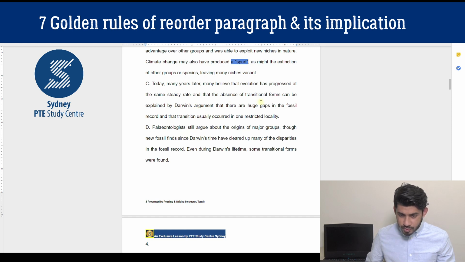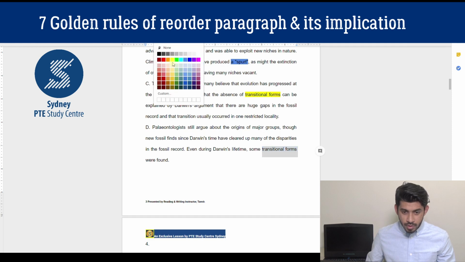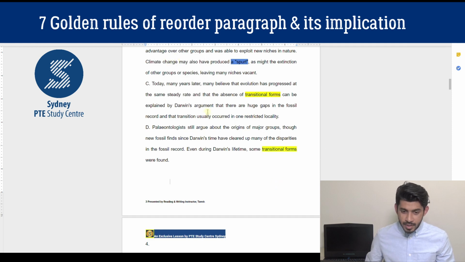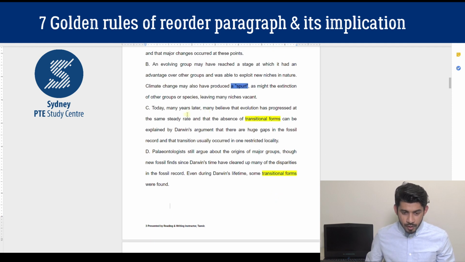Okay. Now look at C and D. Is there any word clues? Yes, I have found some word clues here. Look at these transitional forms and transitional forms. So same words. So these two make a pair, right? Now out of C and D, which comes first?